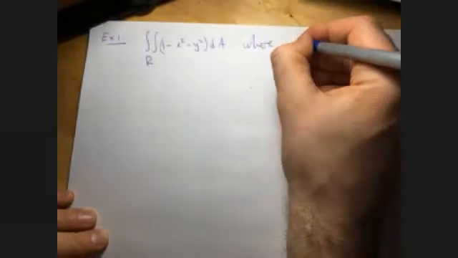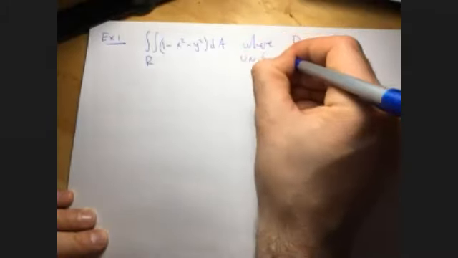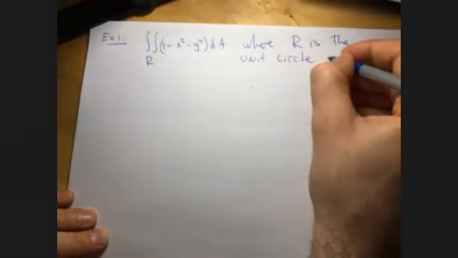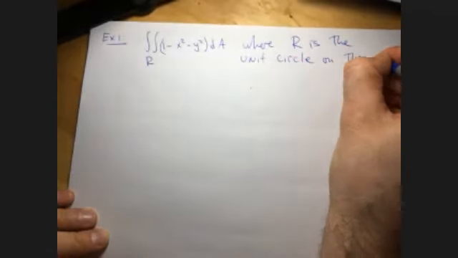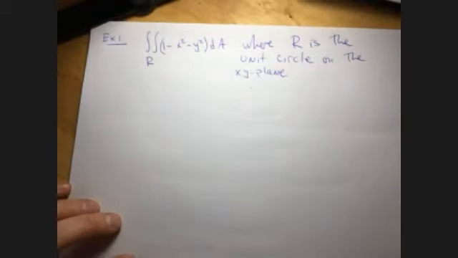Okay, so let's evaluate this integral here. Evaluate this integral defined as 1 minus x squared minus y squared. So that's going to be a paraboloid, right?